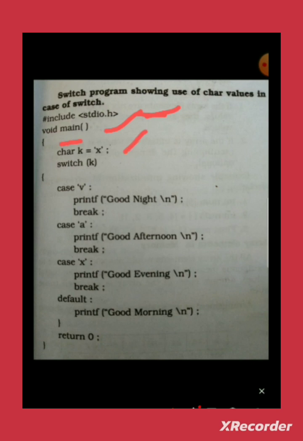So initially, by default, I am already declaring k equals x. That means the user doesn't have to enter a, b, c, etc. while executing the program. Inside the program itself I am already giving character k equals x. Switch k: the same variable I am declaring here, the same one I am using in the switch statement. In case v, if the user enters character v, then it will show good night on the screen.